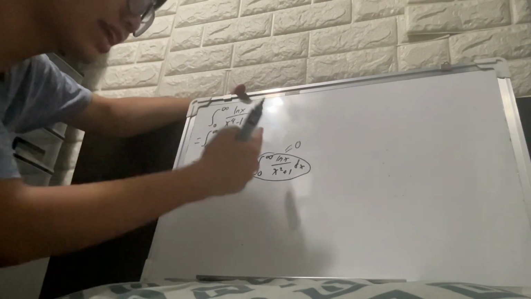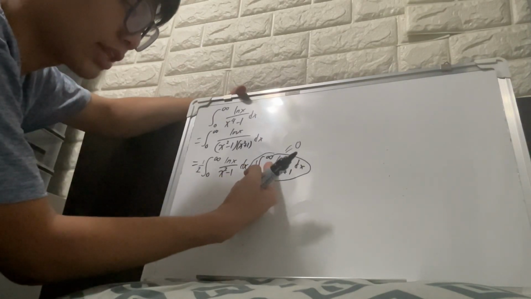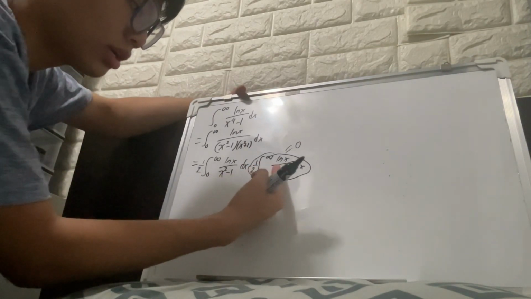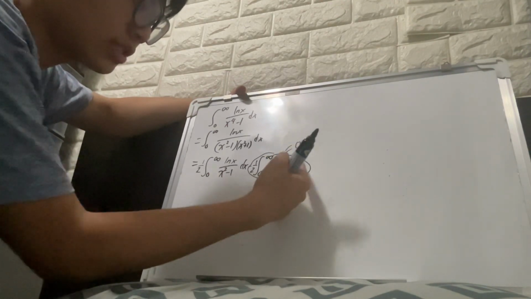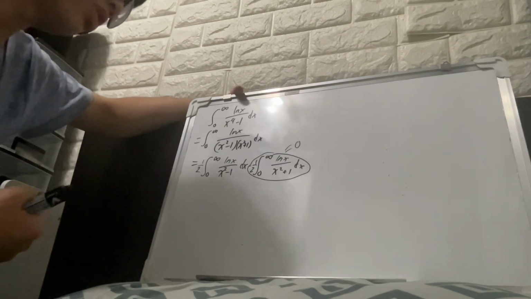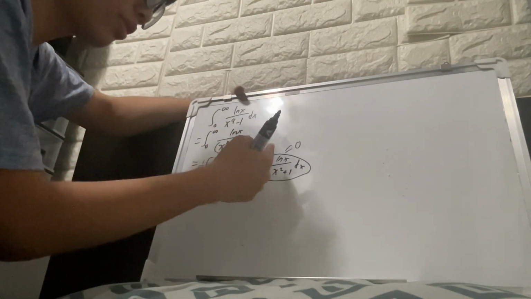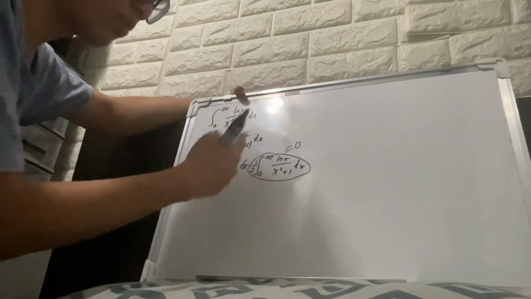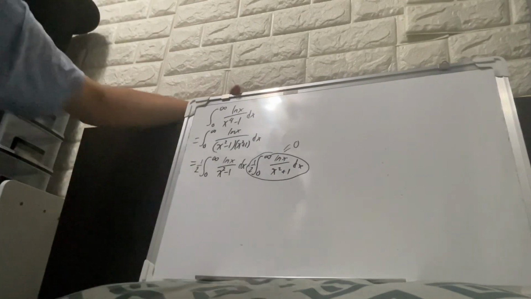You can also let x equal tangent theta. So this over, you just get tangent theta here, and then dx is equal to secant squared theta, and these will be cancelled out. So you are going to do an integral of ln of tangent theta from 0 to pi over 2. So this integral is gonna be 0 as well.